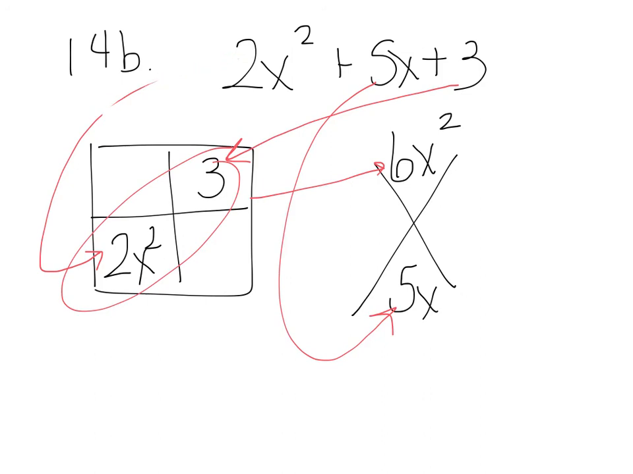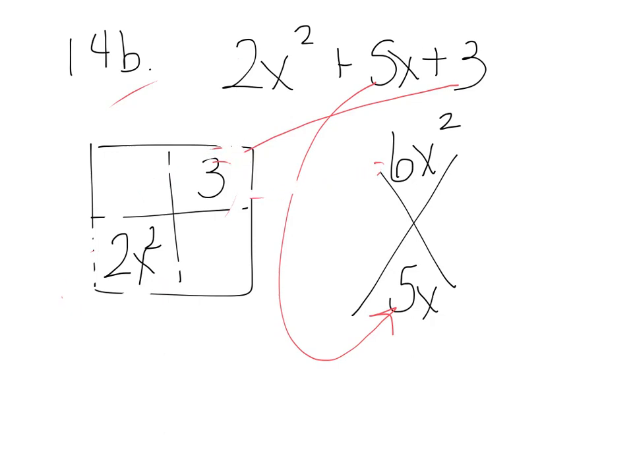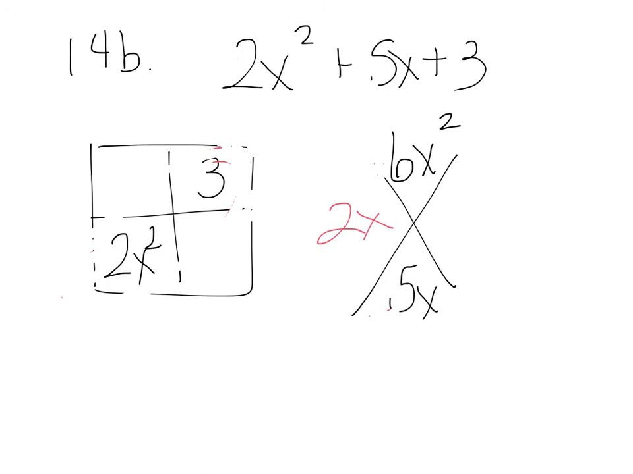Okay, so from here, we want to do our diamond problem and see what two numbers multiply to give us 6x squared, but then add to give us 5x. So you can think of all the combinations that multiply to give you 6, and then narrow them down to see which ones add to give you 5. So it's going to be a 2x and a 3x. And again, it doesn't matter where you put them in the open spots.